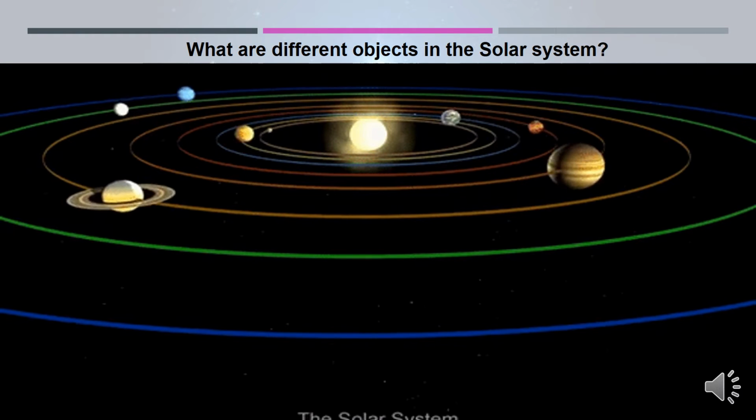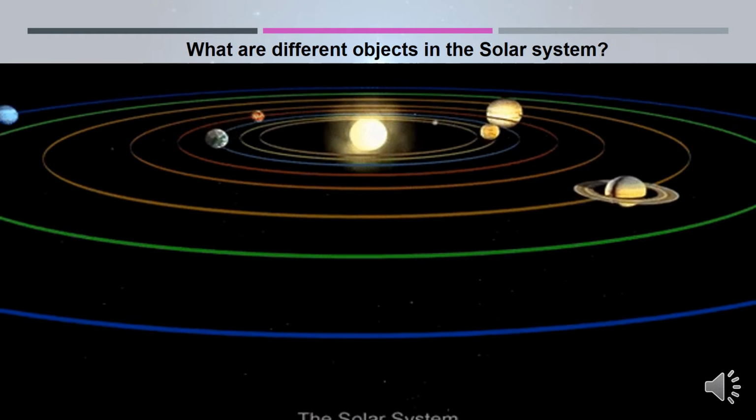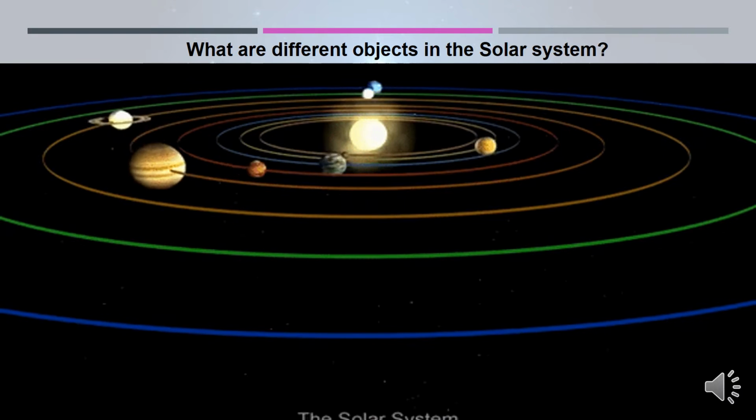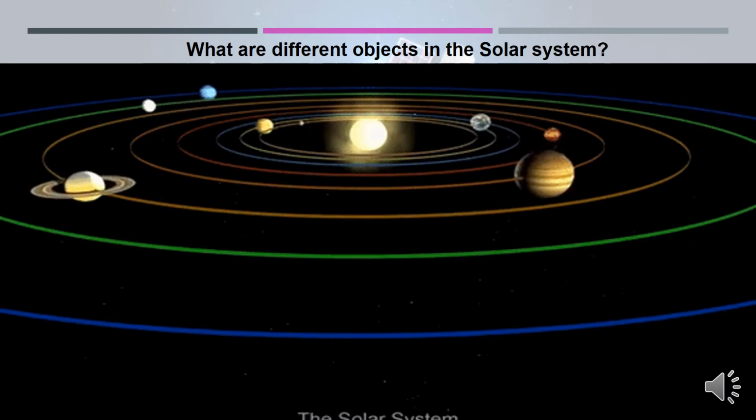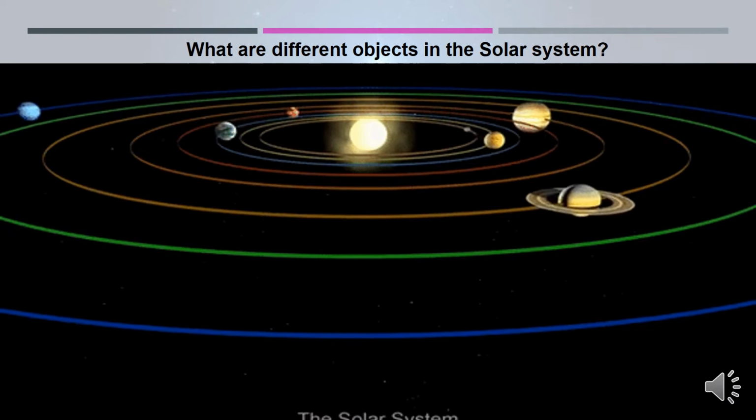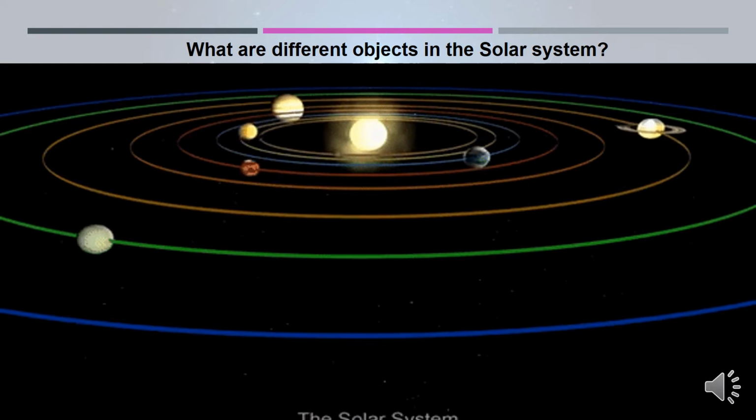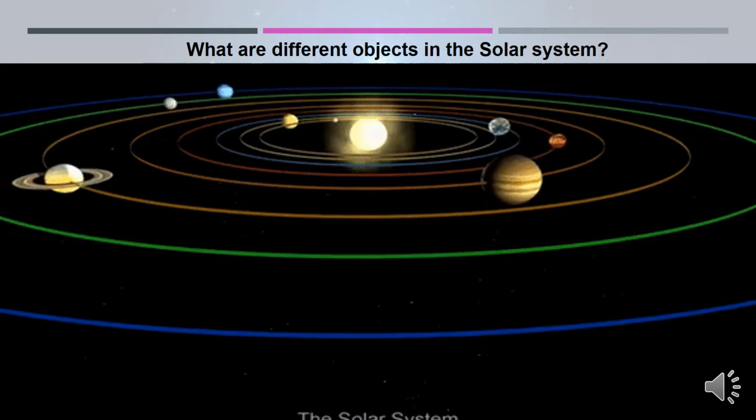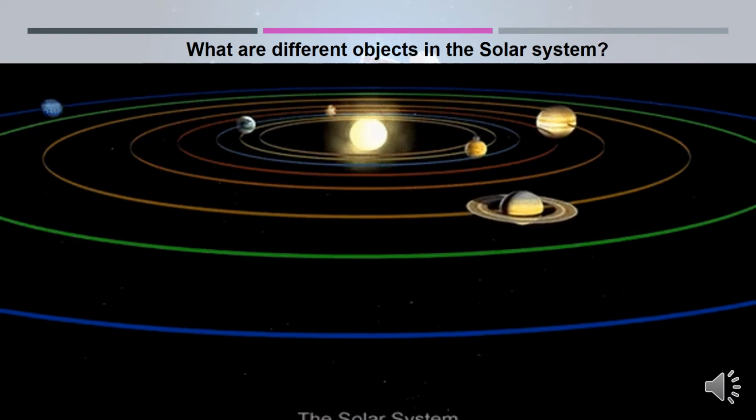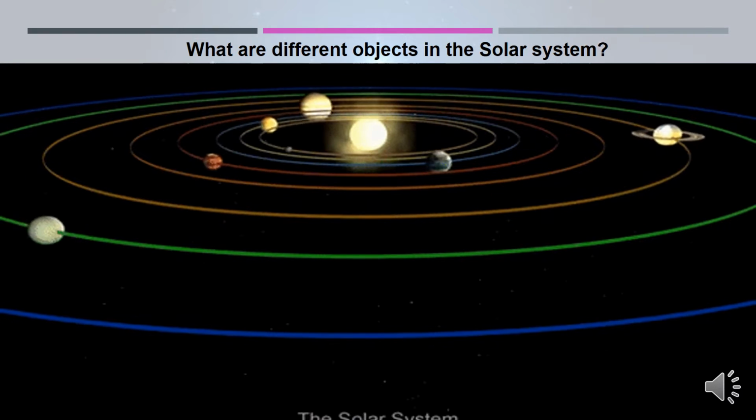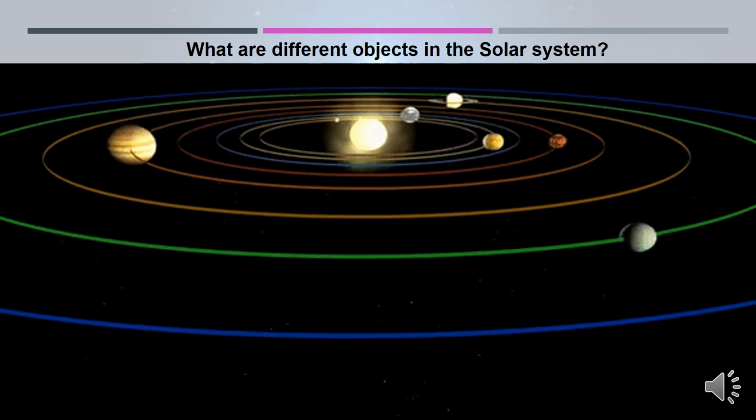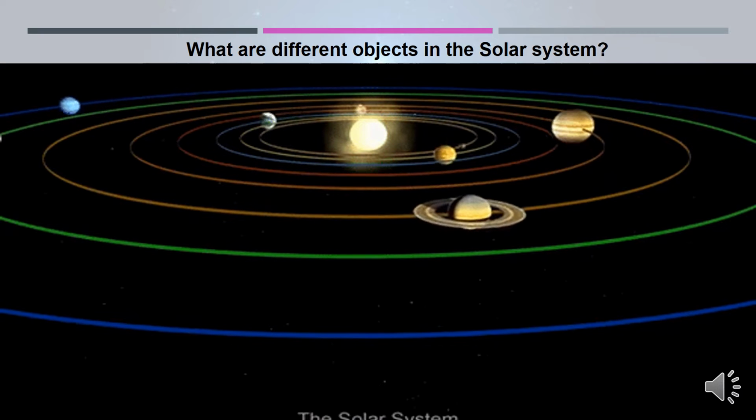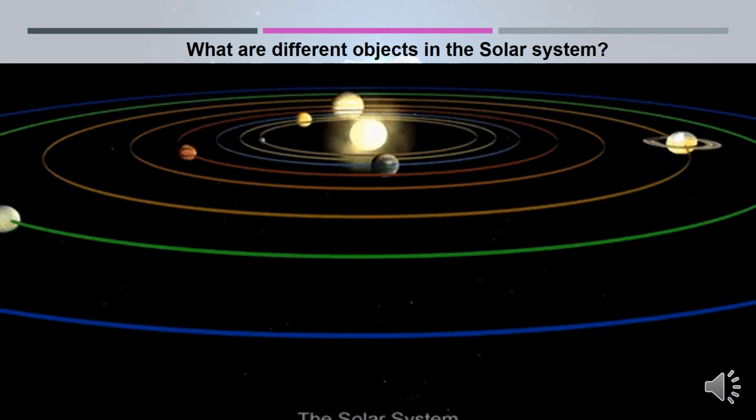Before we start, what are the different objects in the solar system that we have seen? In your previous standards, you have learned about the solar system, and that there are various planets. Along with the planets, there are meteors, asteroids, and pieces of rocks. You have the sun, the moon, and various natural satellites around the other planets. All these things we have already learned about, and they are present in the solar system, right?